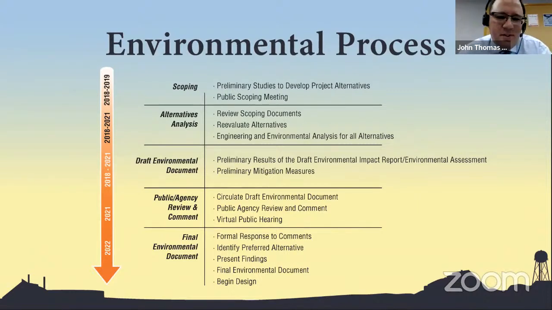All right, this slide depicts the general environmental process that this project is currently going through. Starting at the top of the diagram, we conducted preliminary studies in 2018 after a need for the project was determined to come up with a rough range of alternatives for each location. After that, we conducted a public scoping meeting in 2019, which many of you probably attended. We held that at the center there in Malaga. We reviewed all of your comments, adjusted designs, and conducted environmental studies for the next 18 months or so, analyzing the impacts of each alternative.